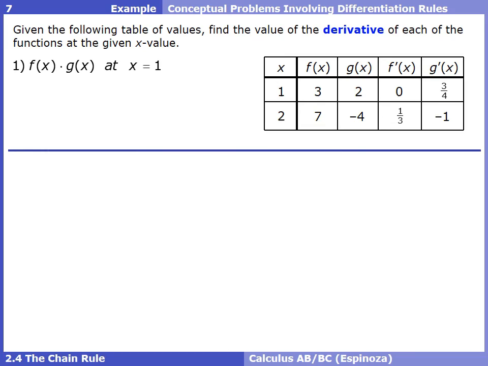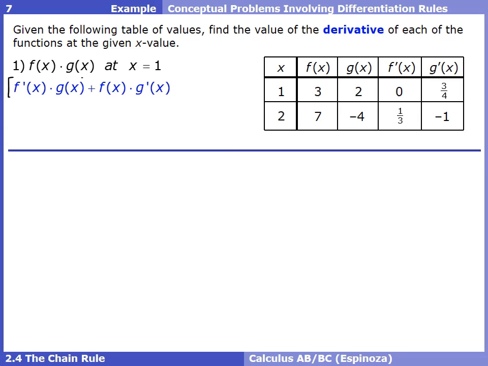The first example, or first problem we need to work here is what is the derivative of f of x times g of x at x equals 1? So let's kind of ignore this table for a moment because we need to take the derivative of f of x times g of x. Well, we don't know what those functions are, and that's okay. We just need to know the process of taking those derivatives. So what do we do when we have two functions being multiplied and we need to find their derivative? Well, we apply the product rule.